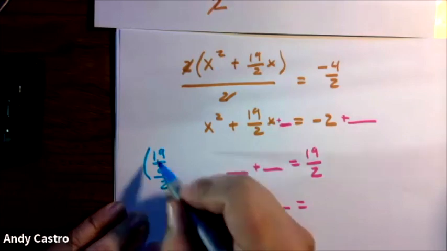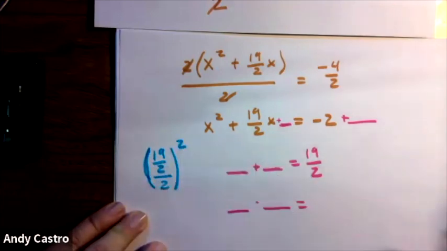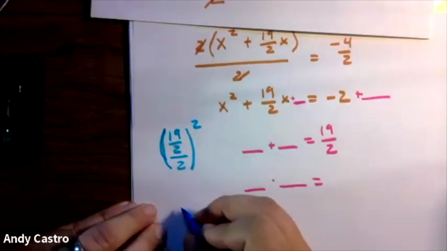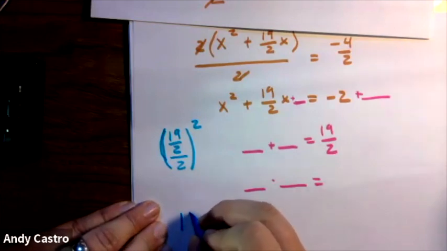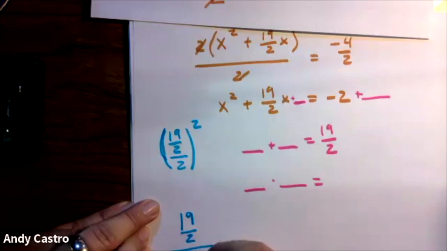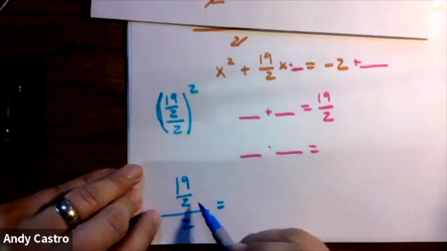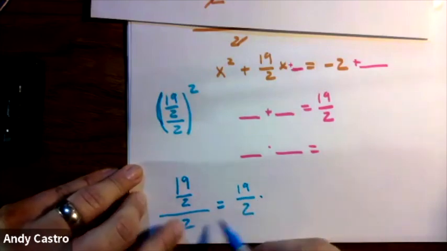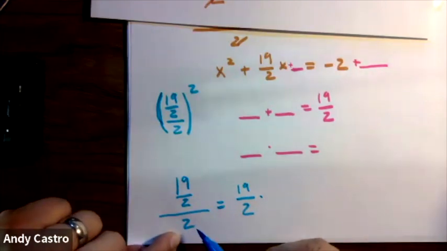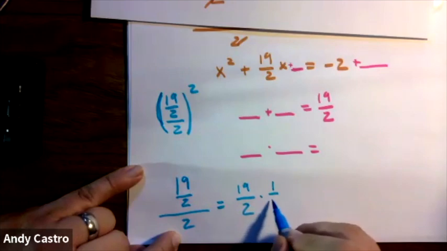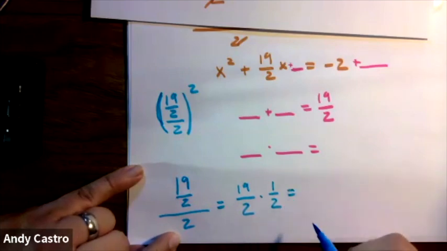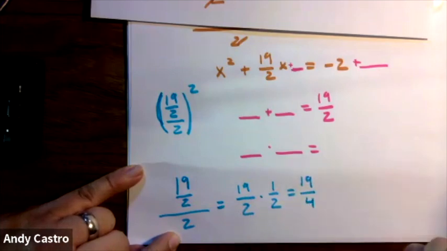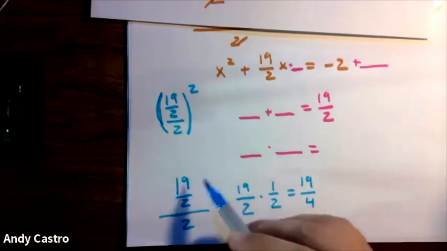and we split that in half, and then we square it. So 19 over 2, divided by 2, okay? That's the same thing as the numerator multiplied by the inverse of the denominator. If the denominator is 2, the inverse is 1/2. And when I multiply that, 19 times 1 is 19, 2 times 2 is 4. So that is half of 19 over 2.